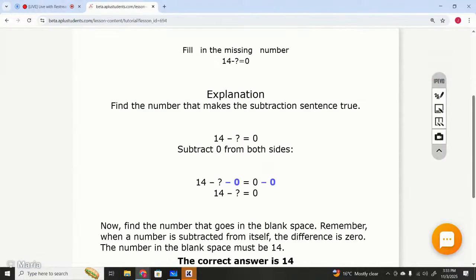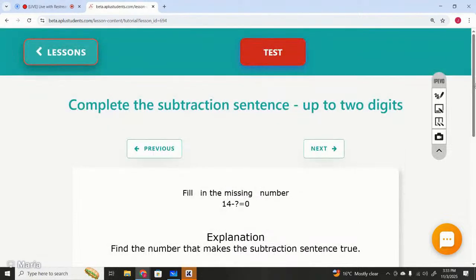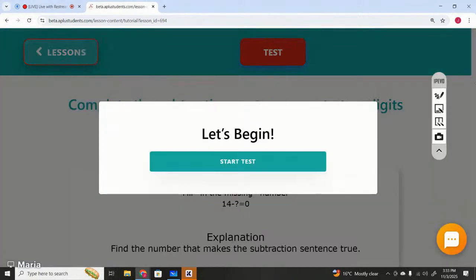Okay, fill in the missing number. 14 minus what number equals 0? So subtracting a number from itself always makes 0. So 14 minus 14 is 0. Let's just start with the test questions.